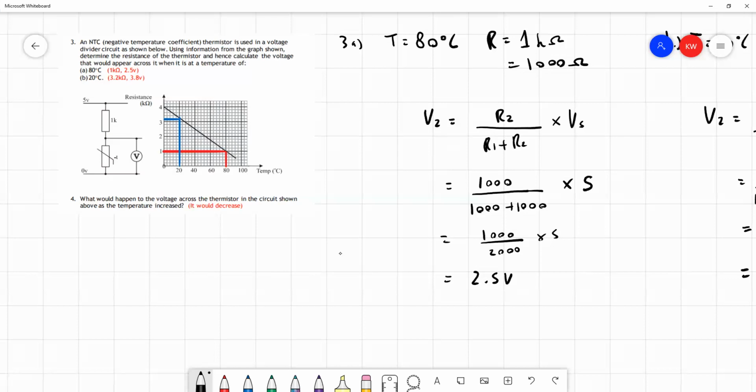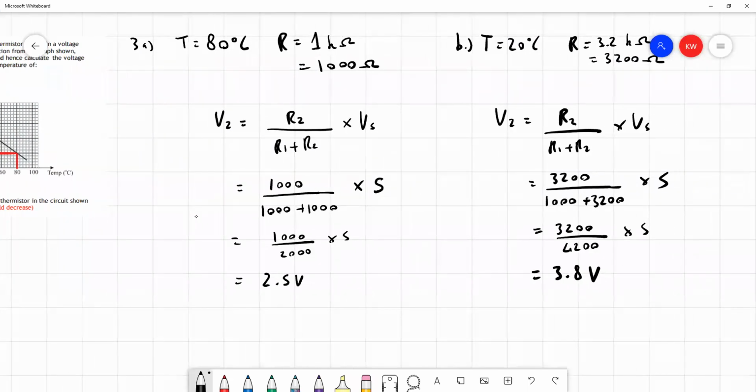But also, physically what's happening is that as temperature is increasing, resistance is decreasing, and a smaller resistance over the thermistor, while the first resistor is fixed at 1 kilo ohm, means that there'll be a smaller share of the voltage supply over the thermistor. That's why as temperature increases, voltage across the thermistor decreases. And so that answers questions 3 and 4 from this particular tutorial. This is potentially the sort of question that we could give you in a TMA.